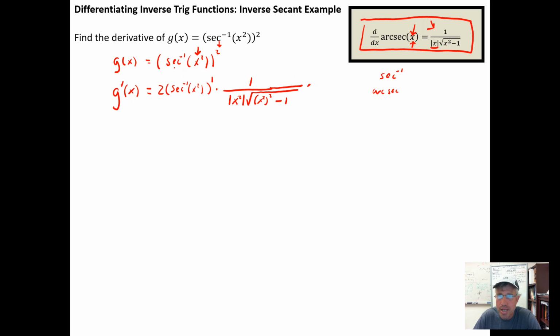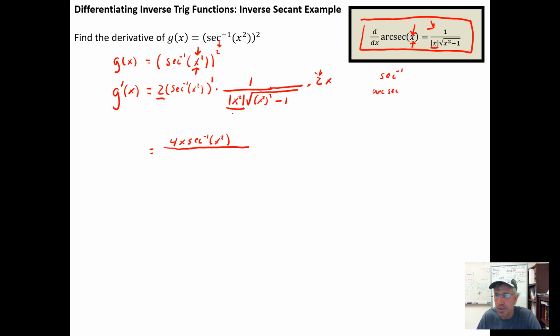And then we have to apply the chain rule again, because we just took the derivative of the arcsecant function, but now we have to take the derivative of the function inside that function. So the derivative of x squared is going to be twice x, and then we want to do some simplifying. So in the numerator, we're going to get 2 times 2 is 4, times x is 4x, times the secant inverse of x squared. So that takes care of the numerator.